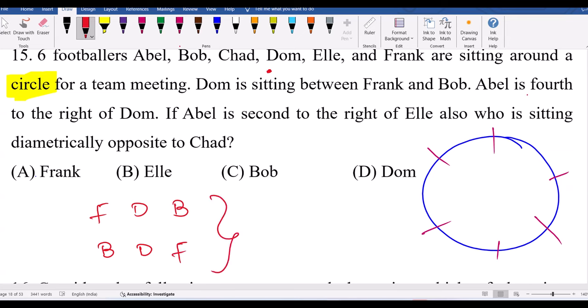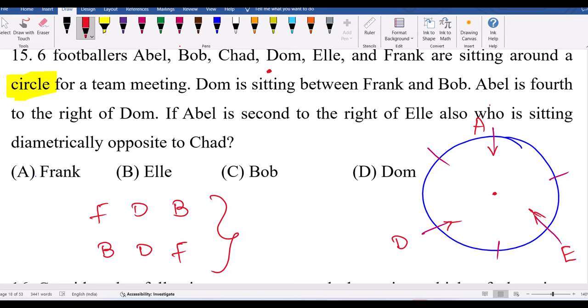Now Abel is 4 to the right of D. If D is here, you take D at any place. So first right, by default, focus. See, facing towards the center, you can consider 1, 2, 3, 4. So Abel will be here, and Abel is second to the right of Ely. So Ely here, then first right, second right is Abel.